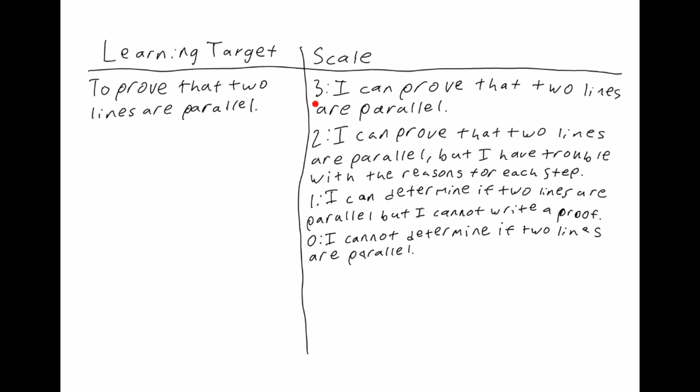The scale for this lesson is a 3. You can prove that two lines are parallel. 2, you can prove that two lines are parallel, but you have trouble with the reasons for the steps, the explaining why. 1, you can determine if two lines are parallel, but you can't write a proof. And 0, you cannot determine if two lines are parallel.